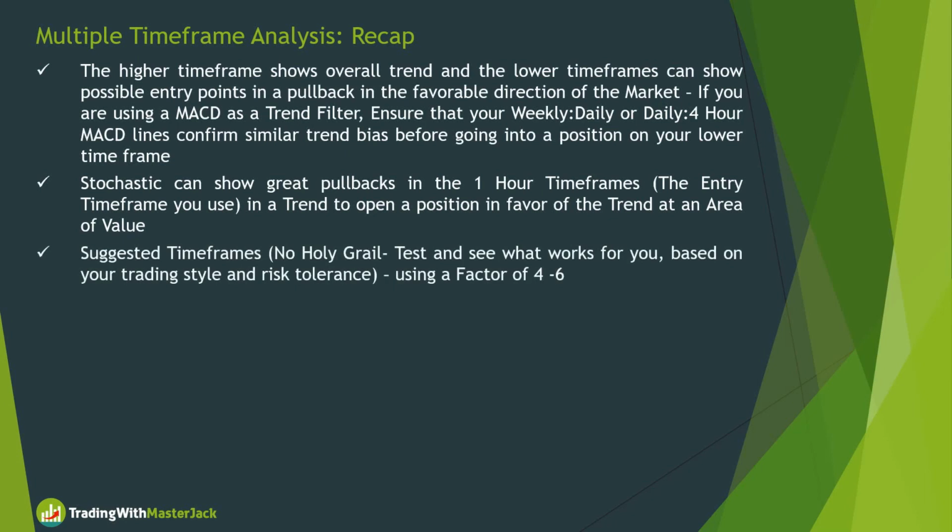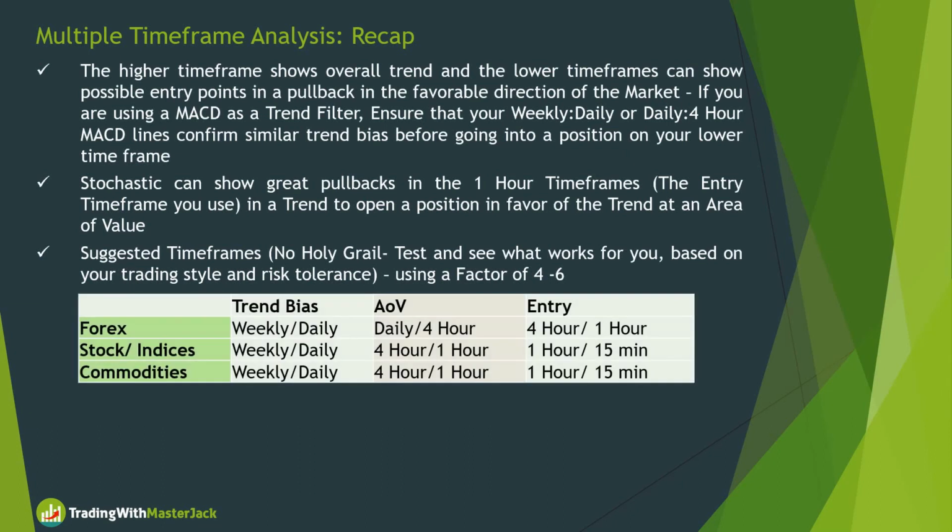Suggested time frames. Now you know there's no holy grail. You've got to test and see what works for you based on your trading style and your risk tolerance. But basically, using a factor of 4 to 6 is recommended. So for example, here on Forex, I use a weekly time frame to determine my trend bias, and then the daily time frame for my area value, and my entry is at the 4-hour. Or sometimes it's the daily and the area value is at the 4-hour, and the entry would be at the 1-hour.